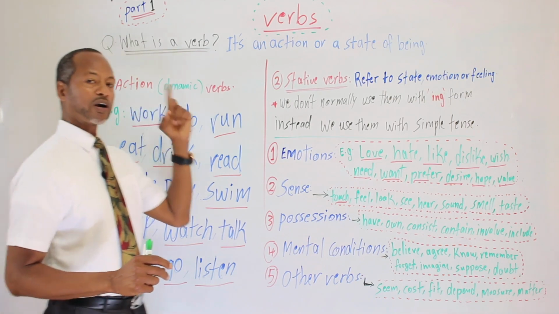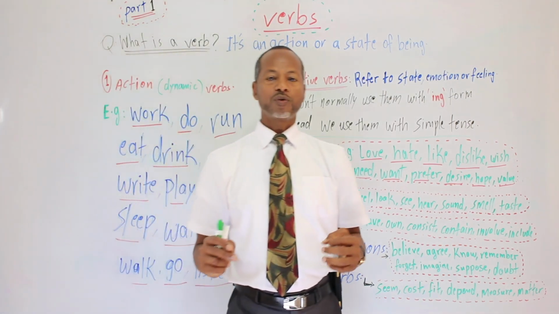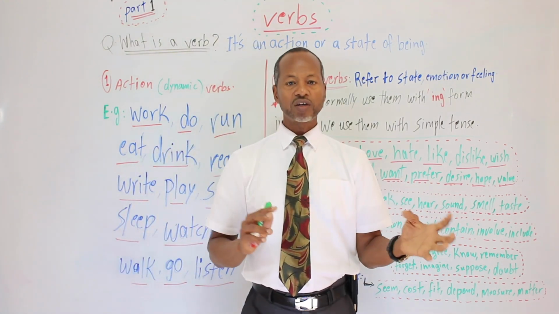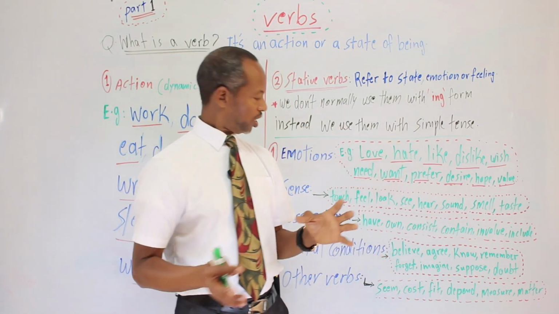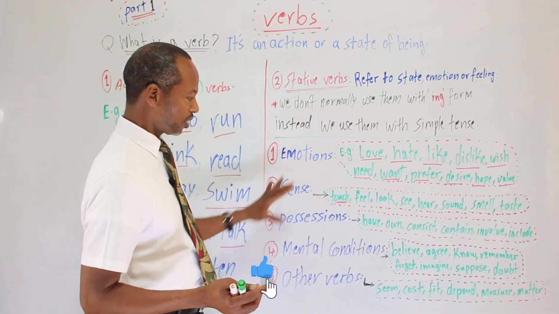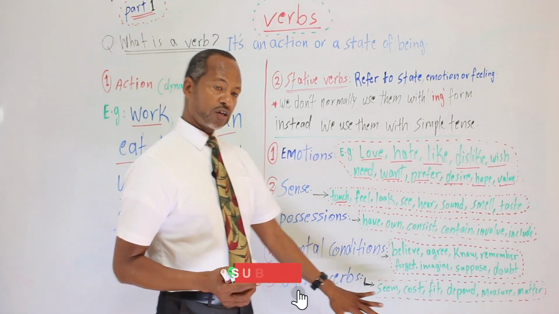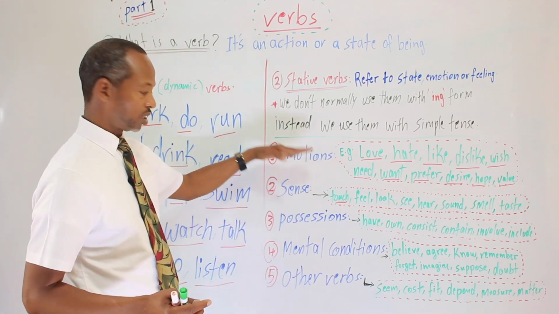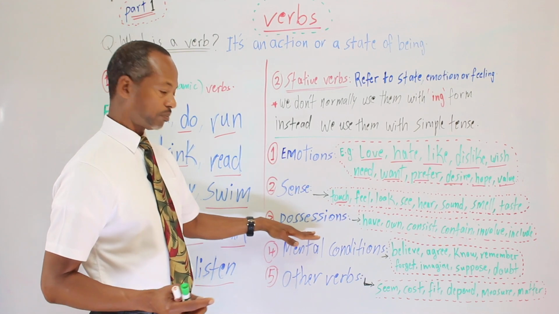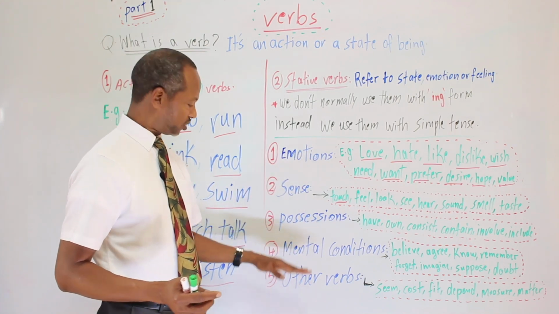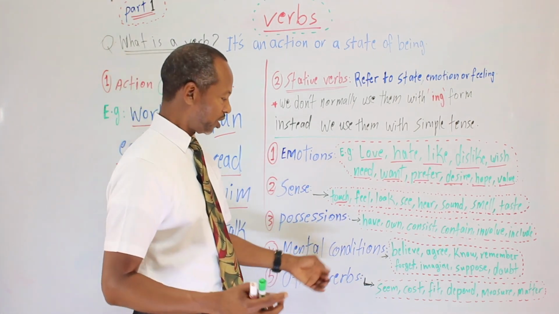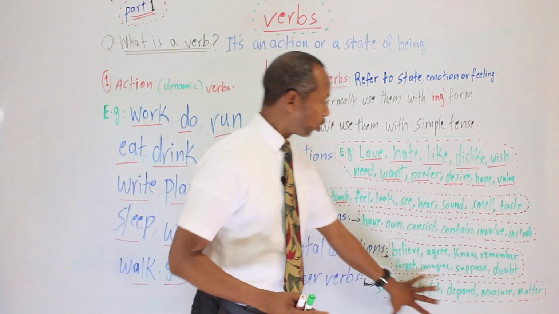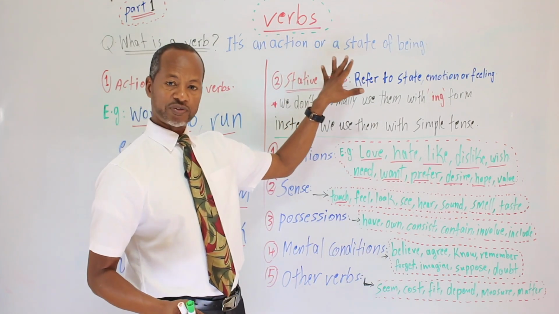Okay, so this is part 1, basically. And there will be a part 2 and part 3. In part 2, we're going to talk about regular and irregular verbs. Okay, and these are the 5 sections of the stative verbs: emotion, okay, sense, possessions, mental conditions, and other verbs. Okay, so these are these ones. All of them, all these are considered stative verbs.